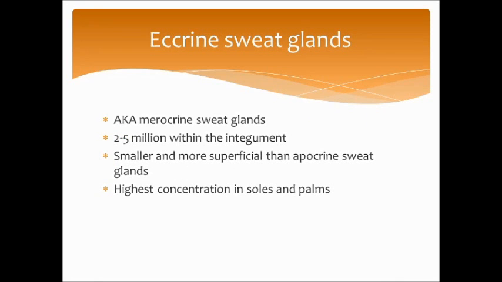Eccrine sweat glands are known as merocrine sweat glands. There are about 2 to 5 million within the integument. They're smaller and more superficial than apocrine sweat glands. This is the type of sweat that you get from exercising. Your sweat pH is between 4 and 6.8, so it's more on the acidic side. You also have the highest concentration of these eccrine sweat glands in your soles and palms.